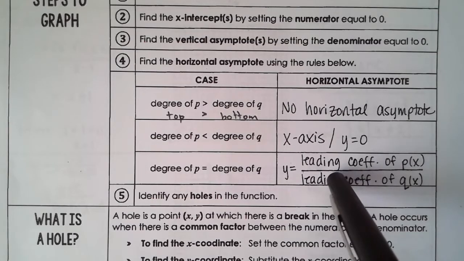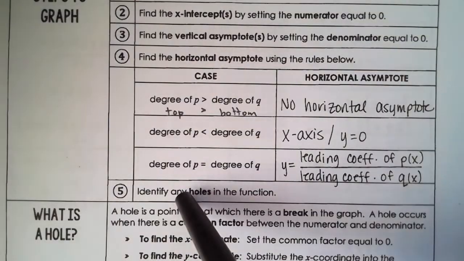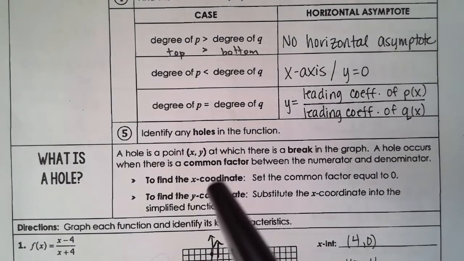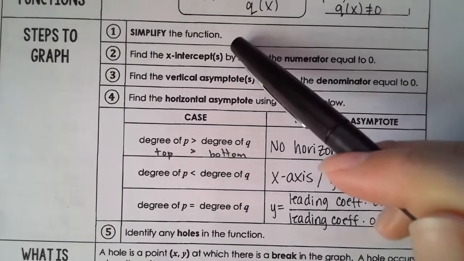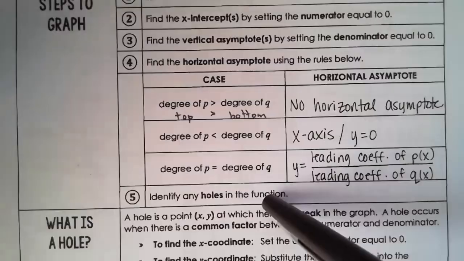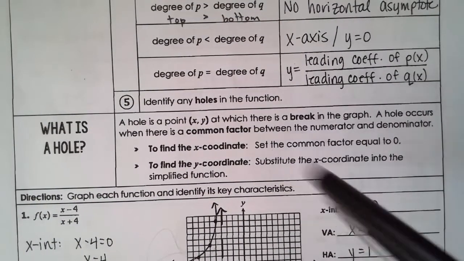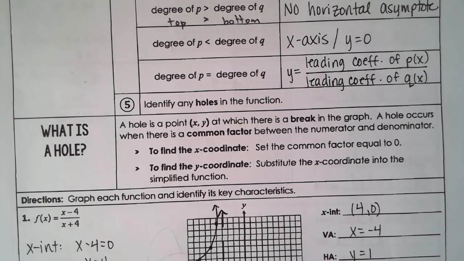And then finally, the last thing, you're going to identify any holes in the function. So what is a hole? A hole is a point x comma y at which there is a break in the graph. A hole occurs when there is a common factor between the numerator and the denominator. So whenever you simplify in step 1, then you know you're going to have a hole. To find the x-coordinate, set the common factor equal to 0. To find the y-coordinate, substitute that x-coordinate into the simplified function.